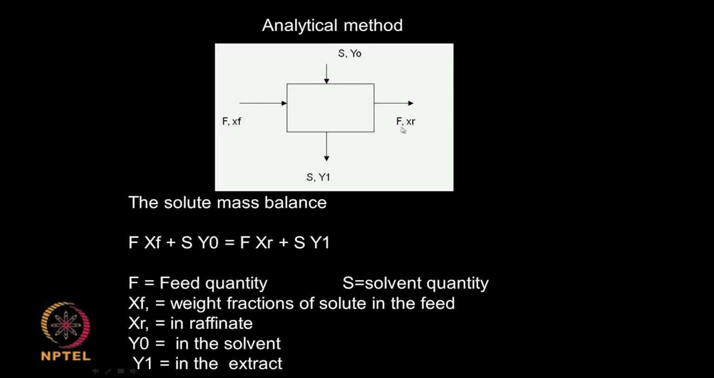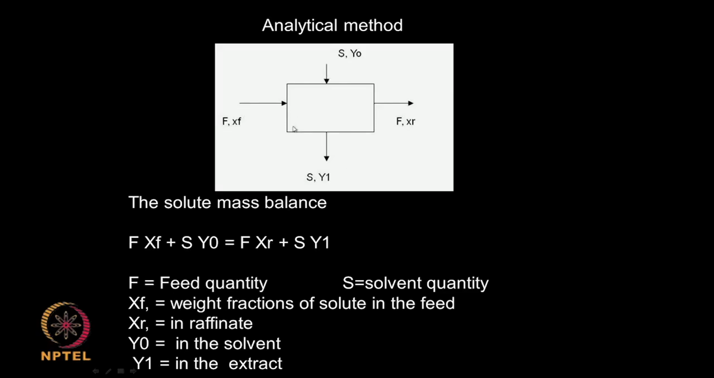So, the feed goes out at a flow rate of F and the concentration of your solute could be XR. Now, the solvent has picked up some solute, so the concentration may be Y1, which is greater than Y naught. So, if you are adding fresh solvent, obviously Y naught will be 0 here, please remember that. So, we can do a mass balance of this particular unit. So, input is equal to output.